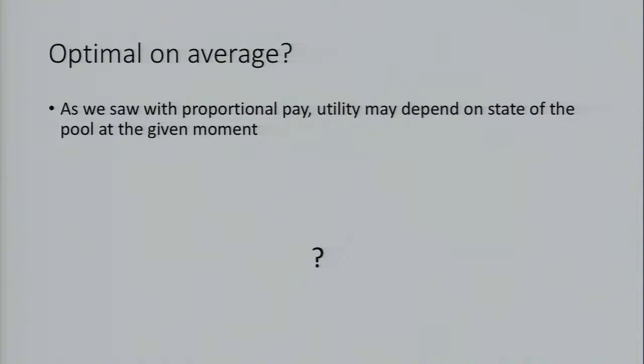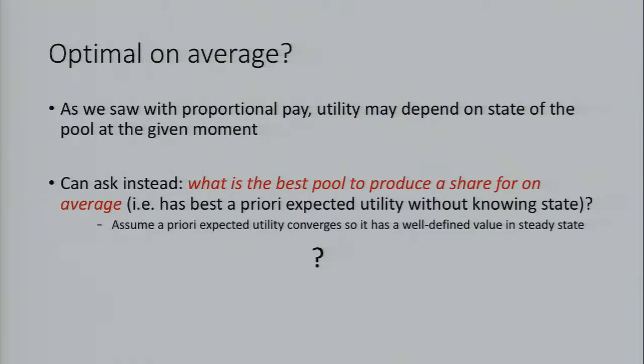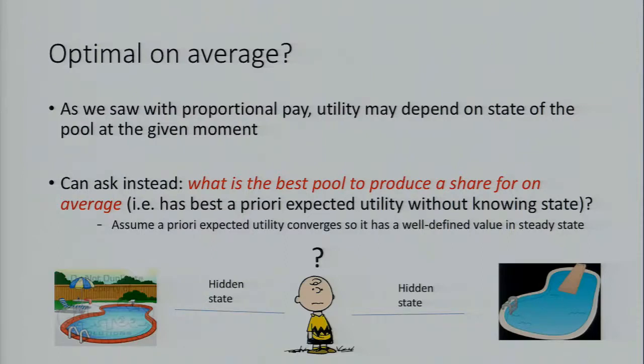One thing is, recall that in the proportional pay, this utility may depend on what the current state of the pool is at the given moment, right? So we can ask instead a slight refinement of this question, which is, what's the best pool to produce a share for in the average state? You can think of it as if Charlie can't actually see the state of the pool that he's in, but he still wants to decide which pool to submit a share to, right? Then which pool will he decide to produce this unit of work for?